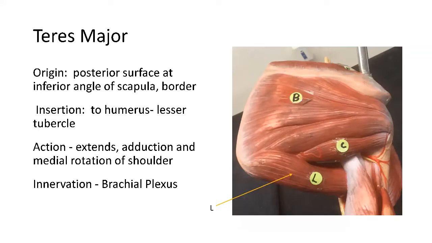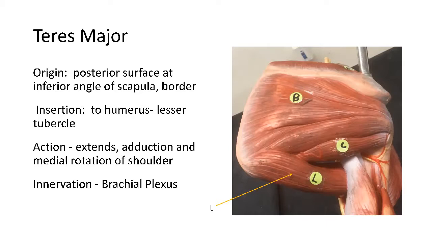The second independent one is from the inferior angle of the scapula. Its name is Teres Major. The word teres means round. It's the round muscle, and it's saying this is the large round muscle. So its origin is on this inferior angle, and then it is going to head anteriorly to attach to the lesser tubercle on the humerus.